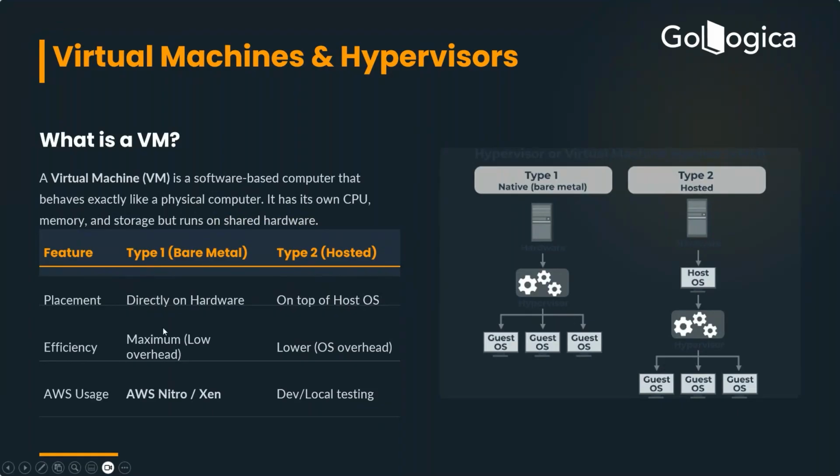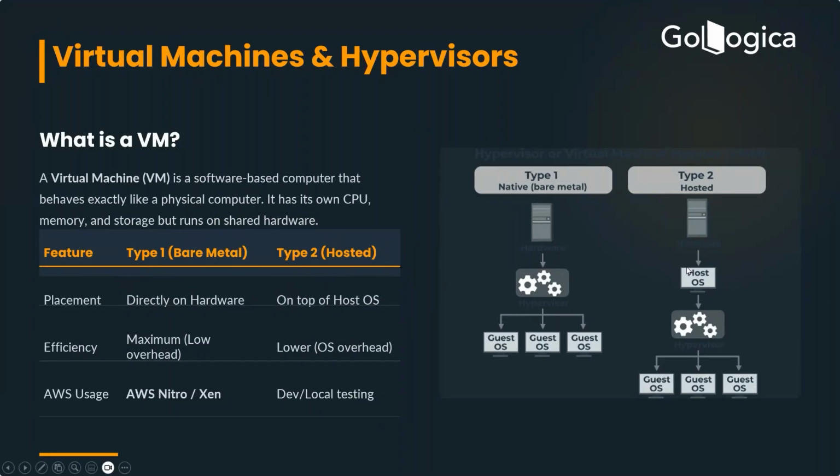The efficiency for type 1 is maximum. They have low overhead because they don't have a hosted operating system that is hosting the hypervisor, so the performance will be better for bare metal hypervisors. For type 2 it is lower compared to bare metal, because the OS overhead is present in this infrastructure.